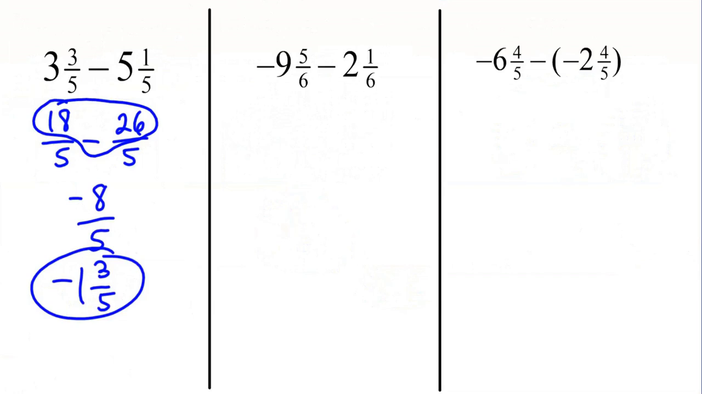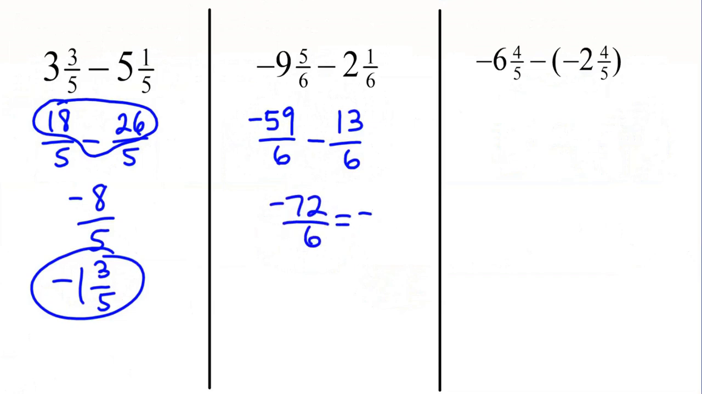Negative 9 5/6 minus 2 1/6. I'm going to change these to improper fractions. Negative 9 5/6 is negative 59/6 minus 2 1/6, which is 13/6. And I have negative 59 minus 13. That's going to decrease in value, so it's going to get more negative. Negative 72/6, which is negative 12 in simplest form.